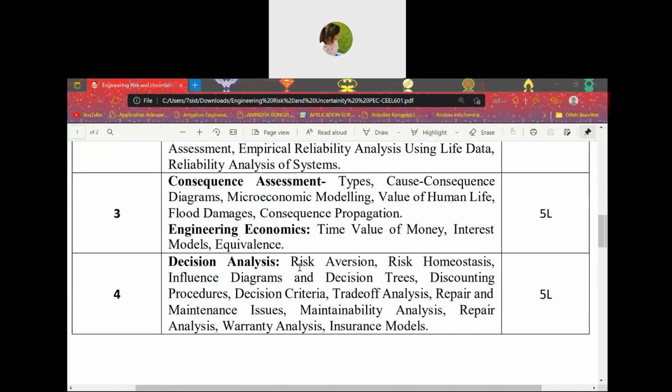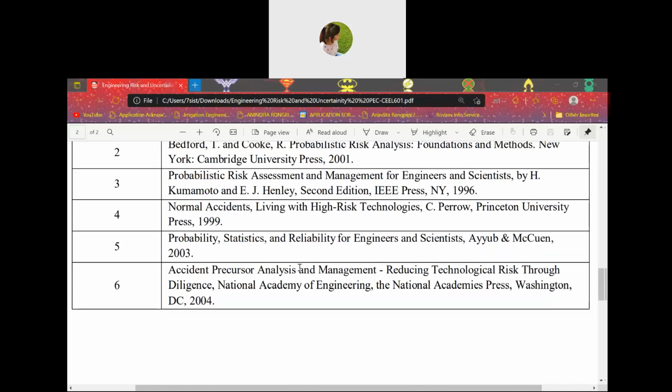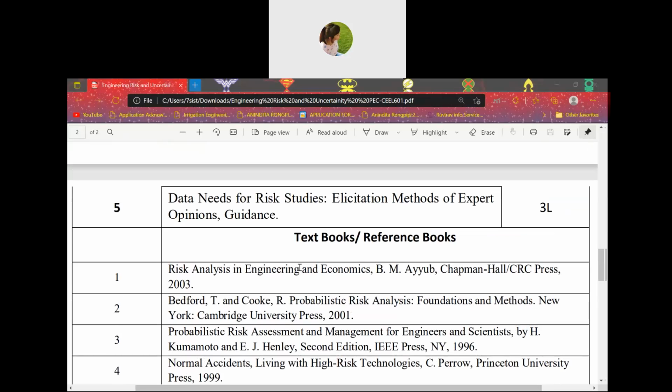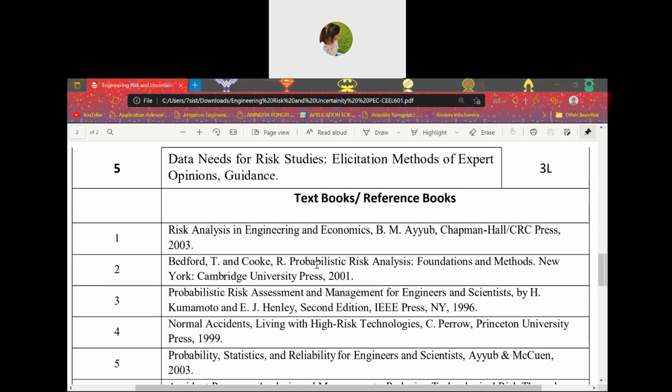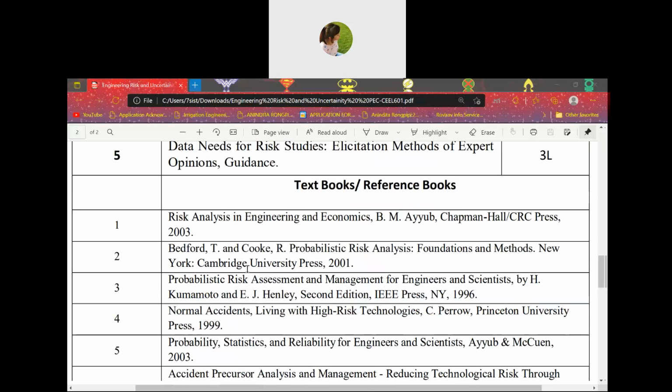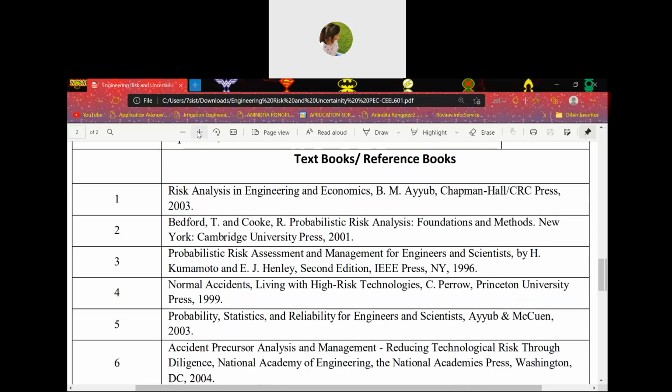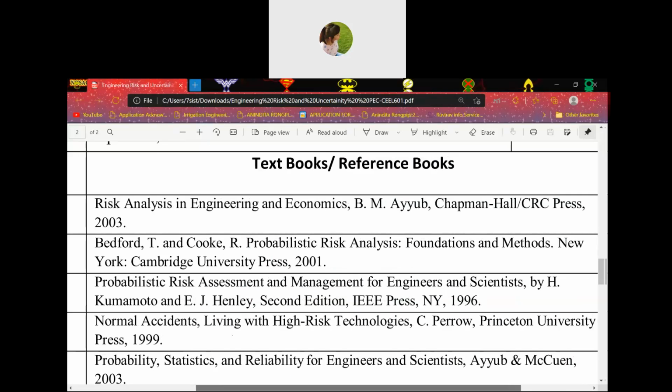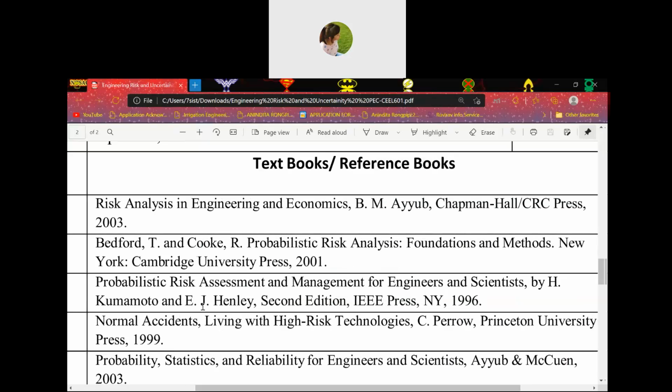Here I have cited a total of 6 textbooks and reference books. The first one is Risk Analysis in Engineering and Economics by B.M. Ayyub, Chapman and Hall, CRC Press, 2003 edition. Number 2 is Bedford T. and Cook R., Probabilistic Risk Analysis, Foundations and Methods, Cambridge University Press, 2001 edition. Number 3 is Probabilistic Risk Assessment and Management for Engineers and Scientists by H. Kumamoto and E. J. Henley, second edition, New York, 1996.